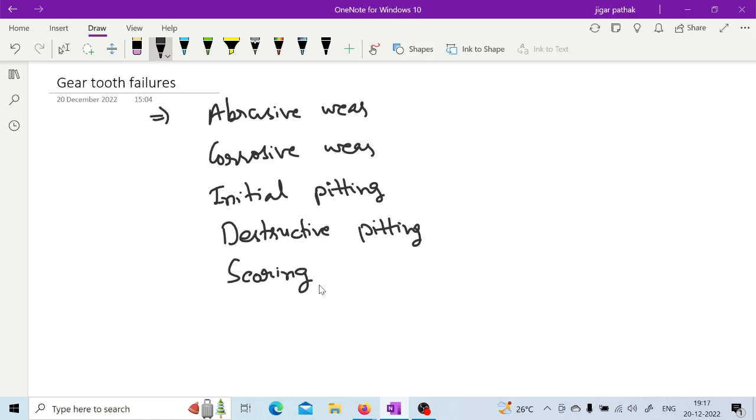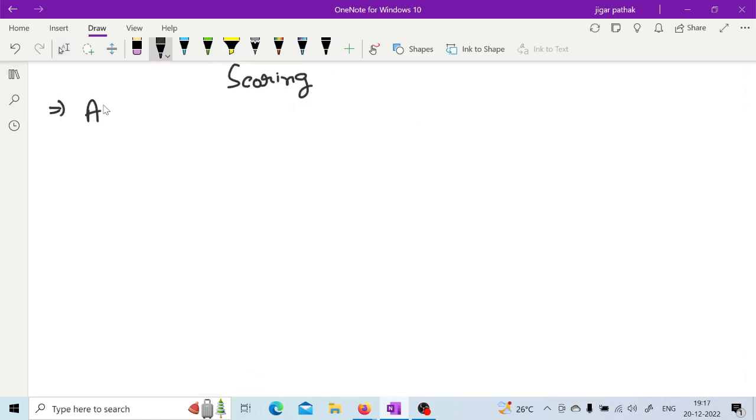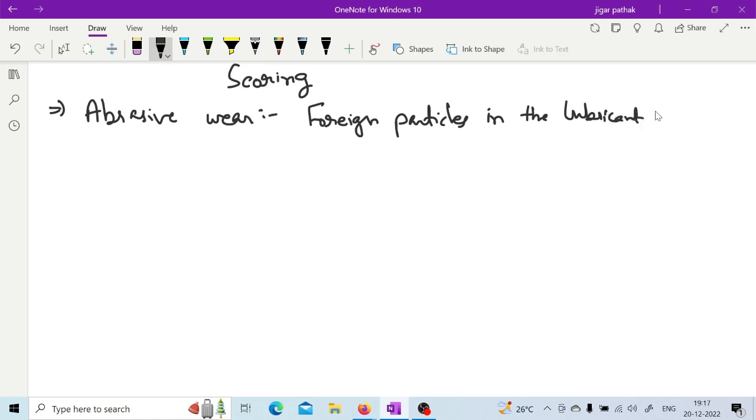If we discuss each type of failure one by one, first let us see abrasive wear. What happens in abrasive wear is that some foreign particles are there in the lubricant. It may be dirt, rust, weld spatter or any metallic debris in the lubricant, and because of that the surface is going to get severed, because this operation is at very high RPM and all this debris is going to damage the surface. In order to avoid this failure, oil filters can be used.